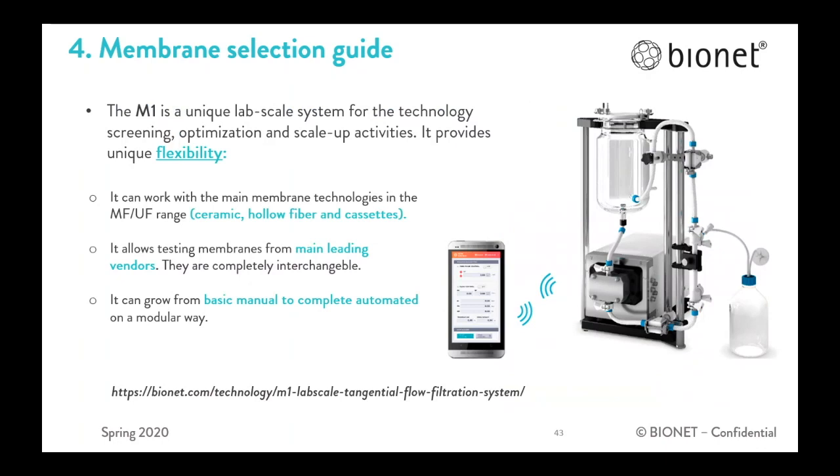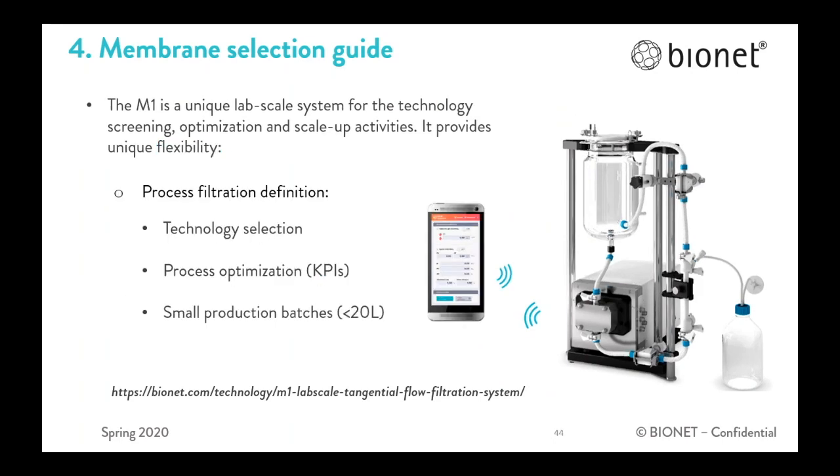I have just shown you how to select a membrane module from a theoretical point of view. However, sometimes it's not clear what is the best membrane to apply. In all those cases, the best solution is to compare all of them. At Bionet, we have developed the M1, a unique large-scale system for technology screening, optimization, and scale-up activities. It provides unique flexibility because it can work with membrane technologies in the MF and UF range. It allows testing membranes from the main leading vendors. They are completely interchangeable, and it can grow from basic manual to complete automatic and modular.